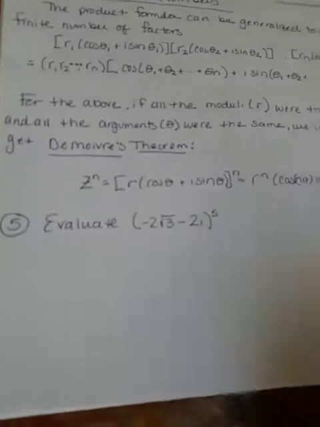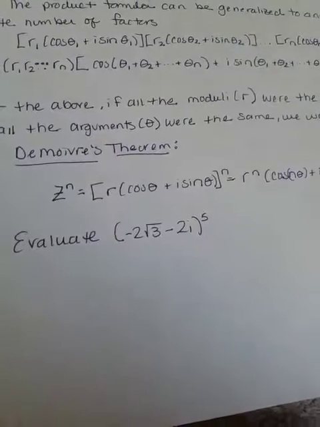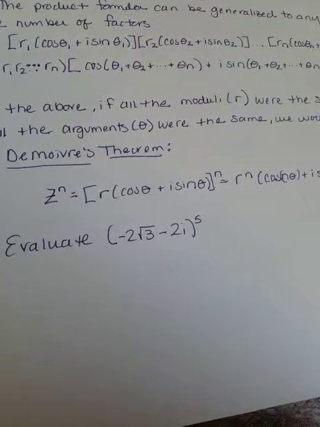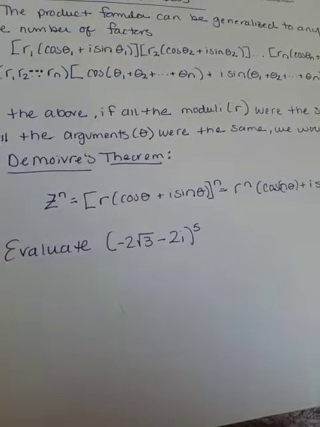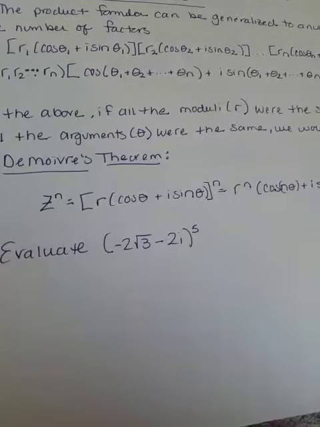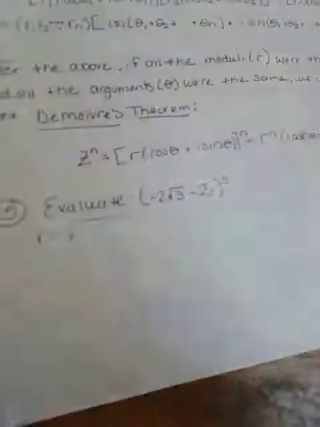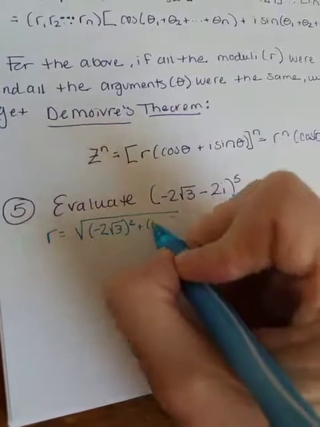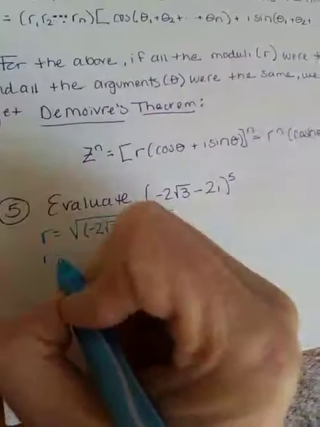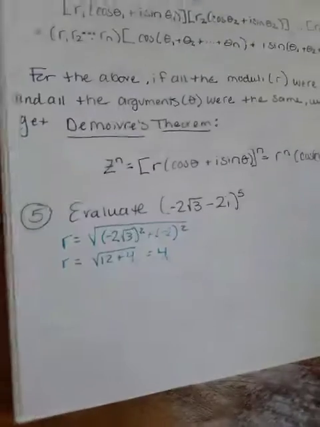So one you might look at is something like this, where we ask you to evaluate the quantity negative 2 root 3 minus 2i to the 5th. So we're looking for you to figure out what this is and write it in standard form. To do this, you have to do some side work first. We first have to figure out, well, what's r? Using our definition of r, the square root of a squared plus b squared, it's going to be the square root of negative 2 root 3 squared plus negative 2 squared, which is root 12 plus 4, which is root 16, which is 4.